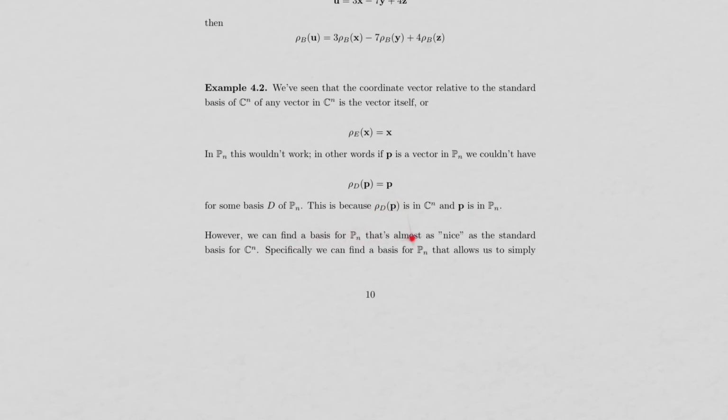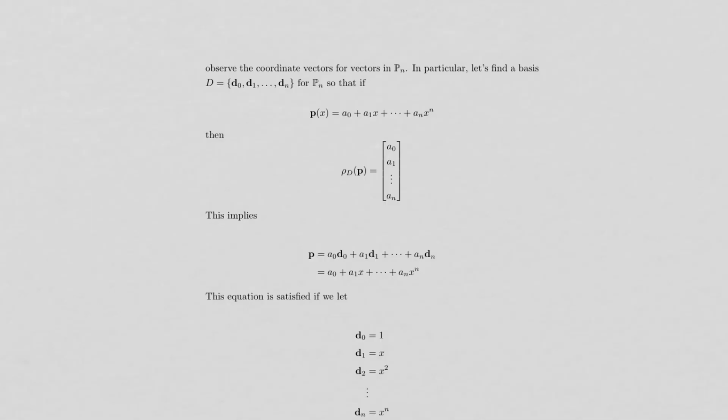But we can find a basis that's almost as nice in the sense that we can observe the entries of the coordinate vector without doing any extra work. So let's see if we could construct a basis D, d0, d1 up to dn, for Pn, so that if I have some arbitrary polynomial, which is also a vector in Pn, then the coordinate vector is simply the coefficients.